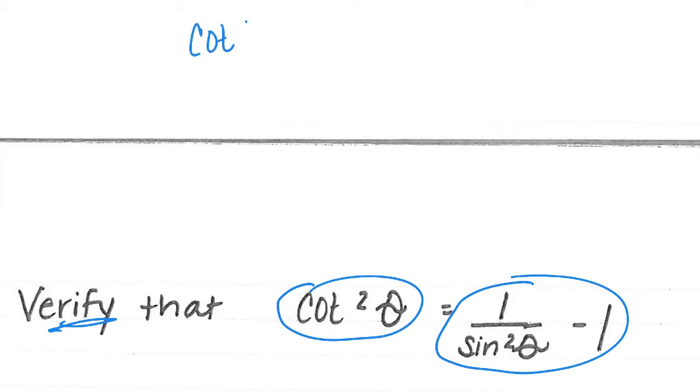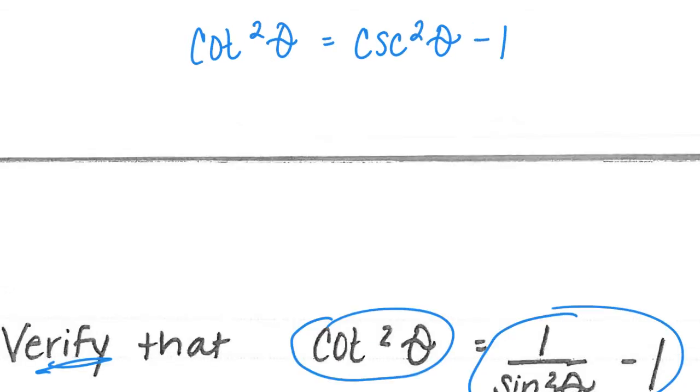So the first thing that I'm going to do is change that sine squared theta to its flip. So that is cosecant squared theta minus 1. Well, we're very close to a trig identity that we learned. I'm going to add 1 to each side.